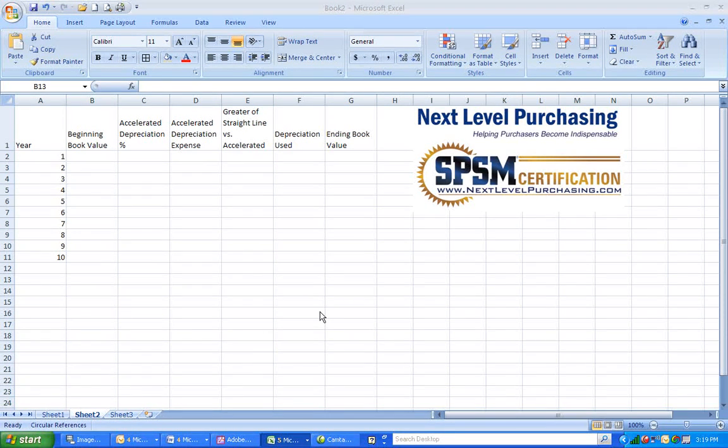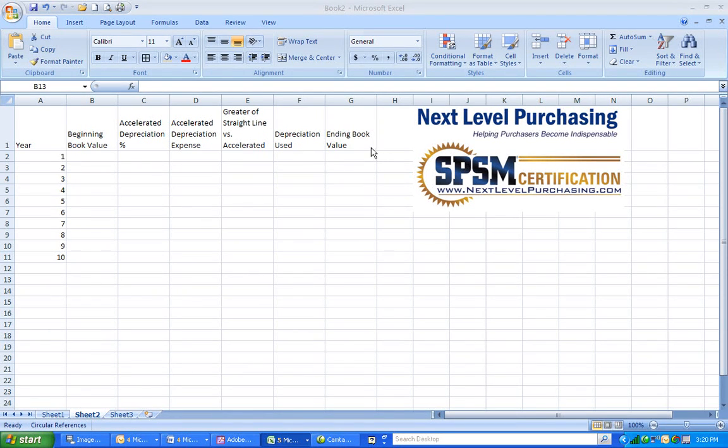In this video, I am going to show you how to set up a spreadsheet to calculate double declining balance depreciation on the purchase of an asset. So here you see that I have set up a spreadsheet the way it's set up in the class with a column for the year, as well as column headings for beginning book value, accelerated depreciation percentage, accelerated depreciation expense, greater of straight line versus accelerated, depreciation used, and ending book value.